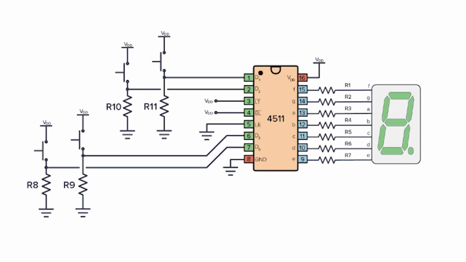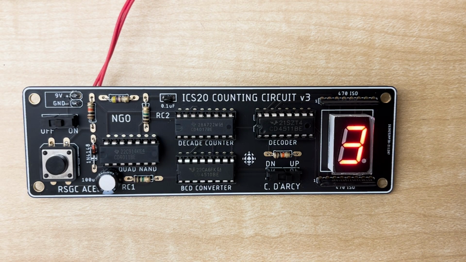Following the counting process, the binary coded decimal encoder, using the 4511 chip, translates the binary count into a format suitable for display on a 7-segment display. This stage ensures that the count is presented in a clear and readable manner for users to interpret easily. Finally, culminating in output, the 7-segment display visually represents the pulse count, providing a very user-friendly interface.